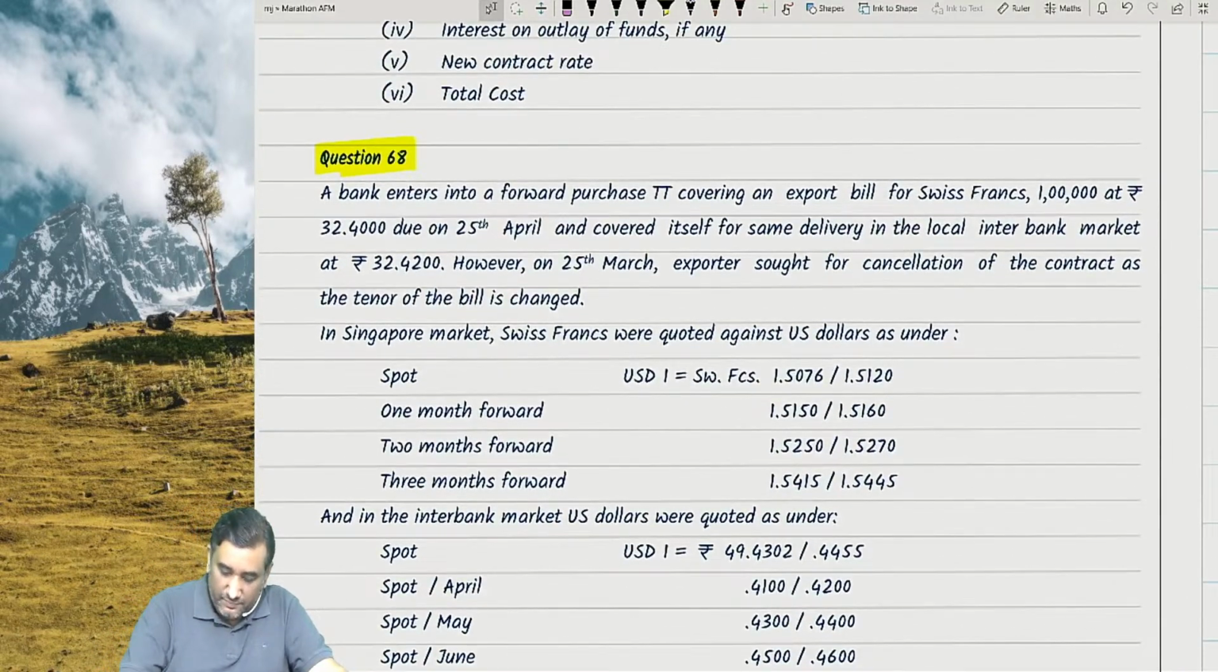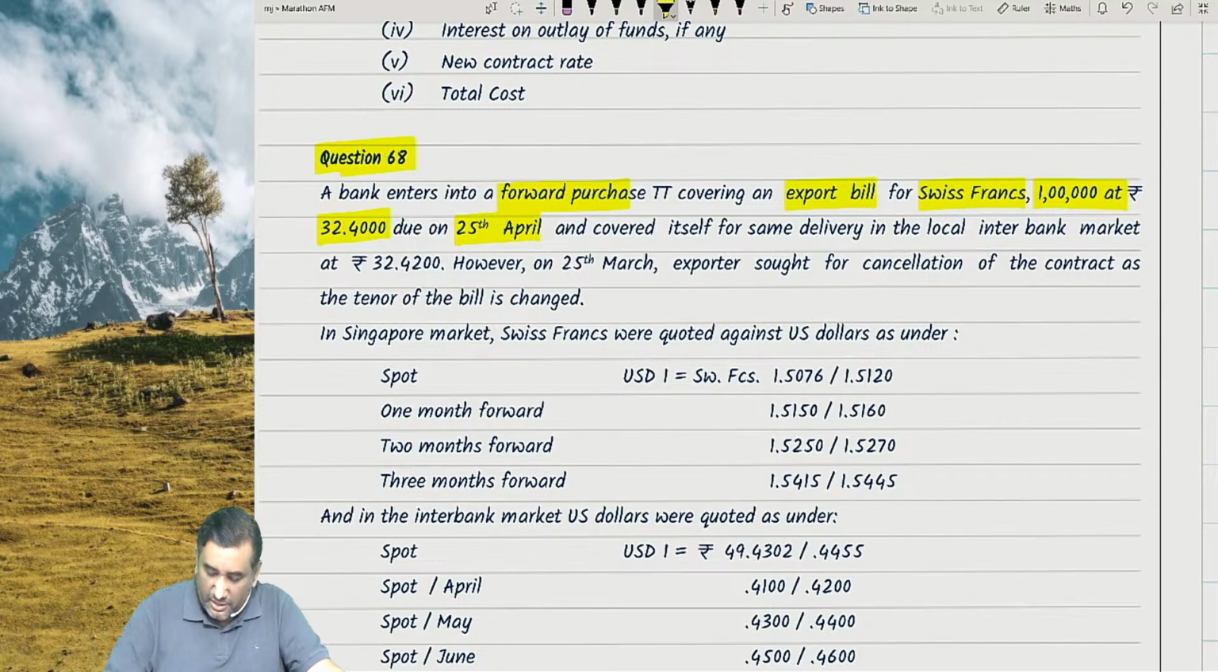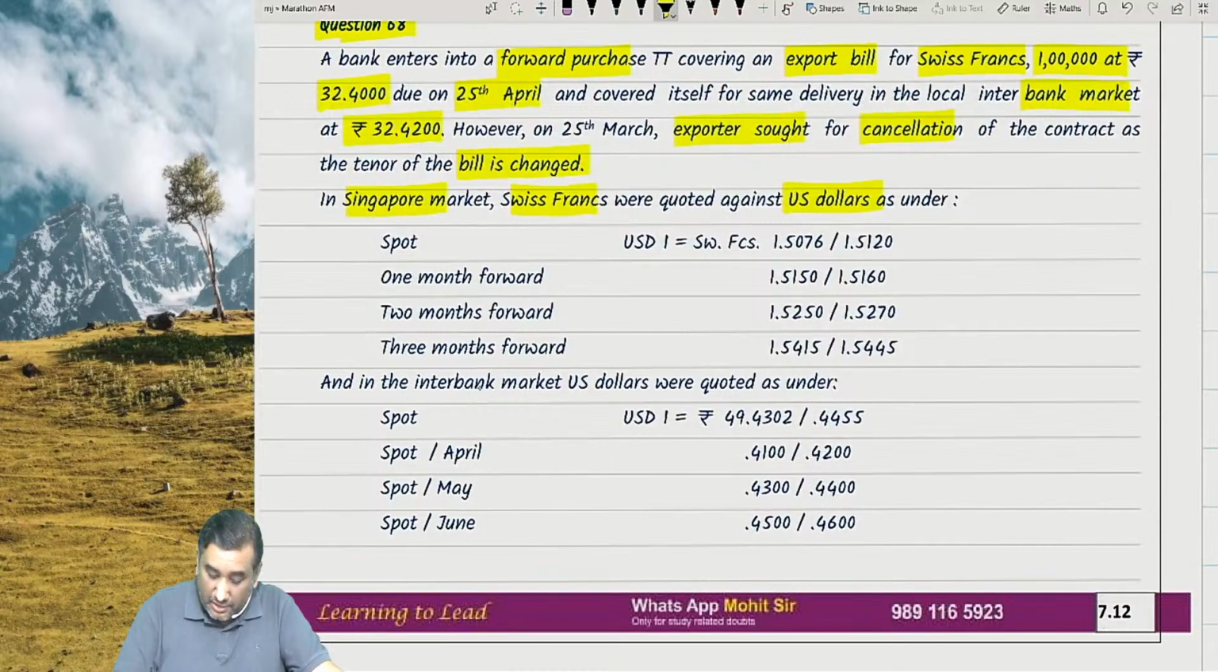Read out the question with you. A bank enters into a forward purchase TT covering an export bill for Swiss franc 1 lakh at rupees 32.4000 on 25th April and covered itself for same delivery in the local interbank market at 32.4200. However, on 25th March, exporter sought cancellation. That's 1 month before due date of the contract as tenor of the bill is changed. In Singapore market, Swiss francs were quoted against dollar. In the interbank market, US dollar were quoted against the rupee.